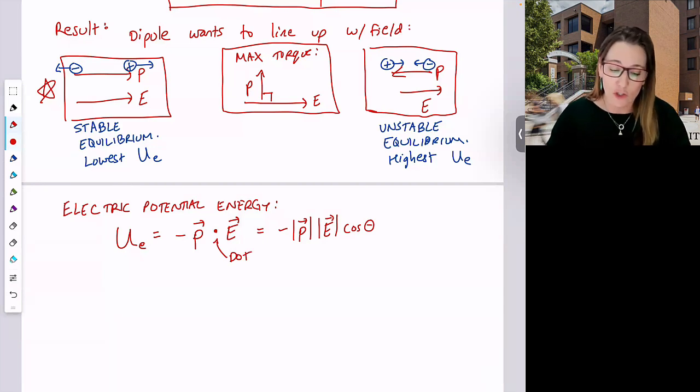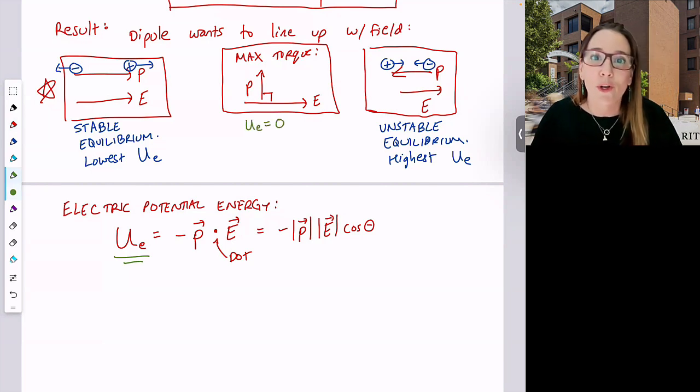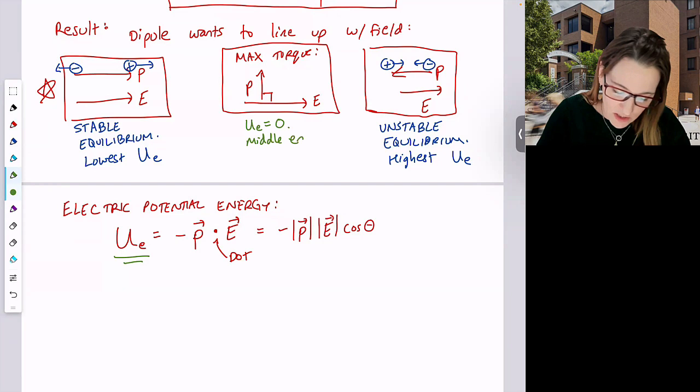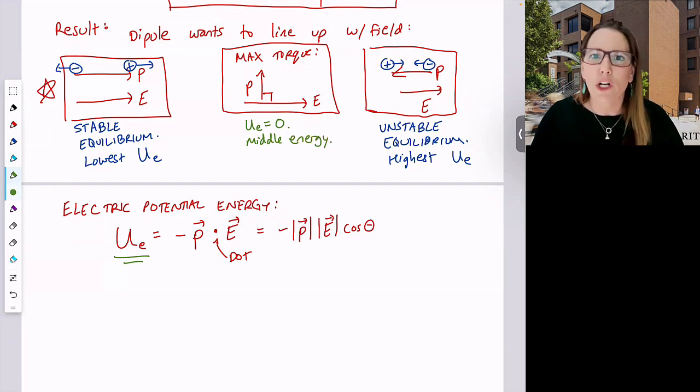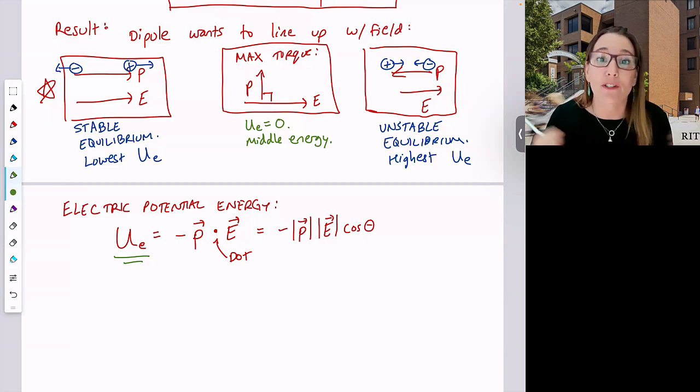If we apply this to these three situations, what we actually see is that my electric potential energy is 0 when they're perpendicular to each other, because the dot product equals 0. This is essentially a middle energy state. Now you might think, wait, 0 seems low. If I have 0 energy, how is that a middle energy state? The answer is that it's not the absolute energy that matters. What matters is a change in energy, and where we call 0 is arbitrary.